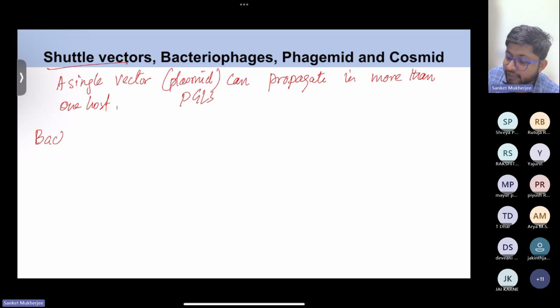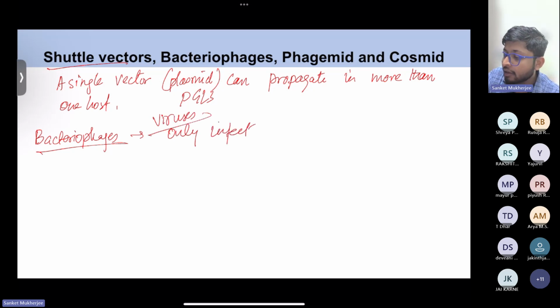Bacteriophages, or simply phages, are viruses that only infect bacteria, right? And we use them because when they infect bacteria, they transfer their genetic material. So we use them to transfer our own genetic material of interest, basically. So there are two bacteriophages mostly known.